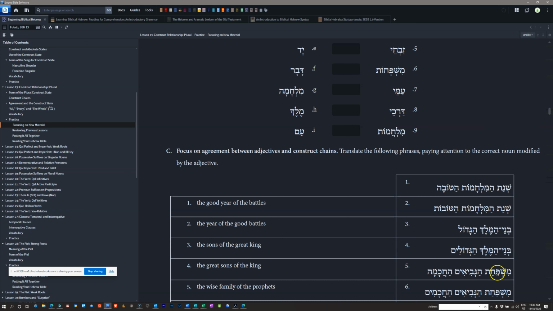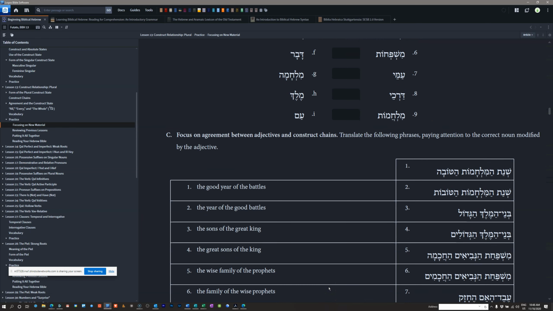The difference here is we've got mishpachat ha-nevi'im, but then ha-chachama becomes ha-chachamim. We go from feminine singular on the adjective to masculine plural. What do you know? Our construct was feminine singular, but our absolute was masculine plural. So ha-chachamim now modifies ha-nevi'im. So again, we'll translate our construct phrase, the family of the prophets, and then we'll add our adjective where appropriate. Since ha-chachamim is definite and ha-nevi'im are definite, this is an attributive adjective. The family of the wise prophets.